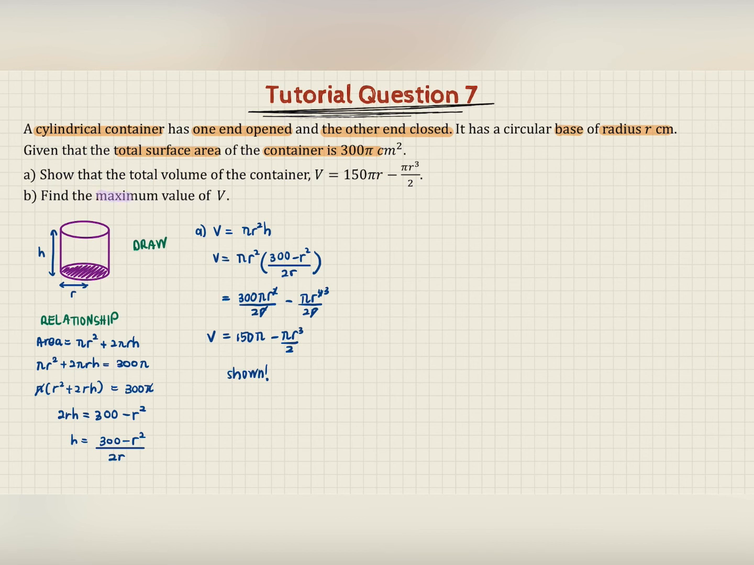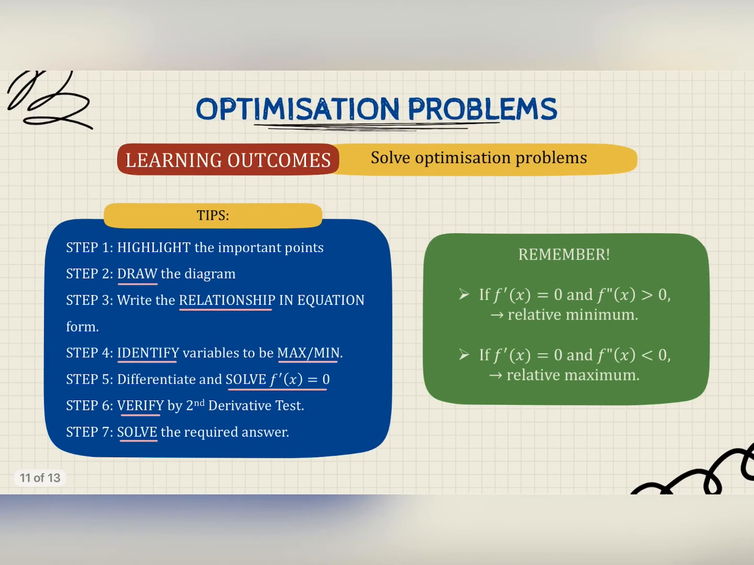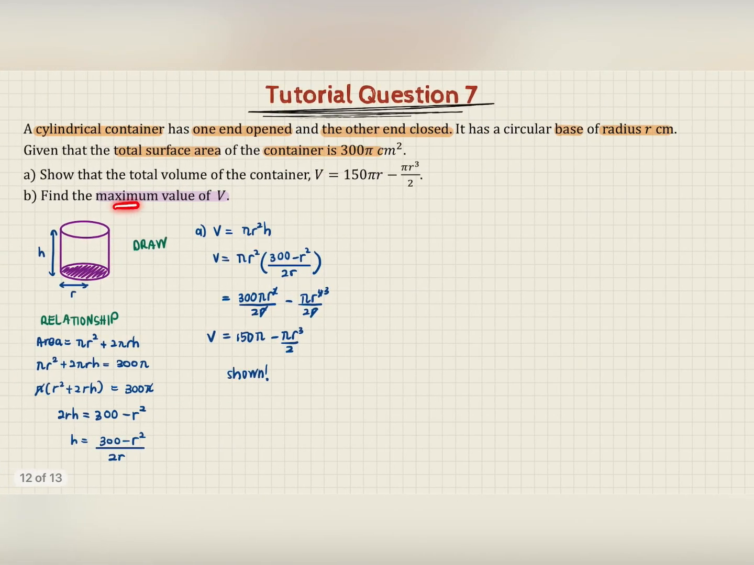Okay, now part B. Part B dia minta kita maximum the volume. Okay, so tadi ini adalah step yang pertama kan, draw and then write the relationship ataupun equation. Step yang ketiga apa? Identify apa yang nak dimaksimumkan. Dia dah bagi dekat soalan, maximum the volume. So kat sini saya tulis kita nak maximize volume. Okay, so ini kita identify lah. Sekejap, tulis kat atas lah, takut tak muat pula nanti.